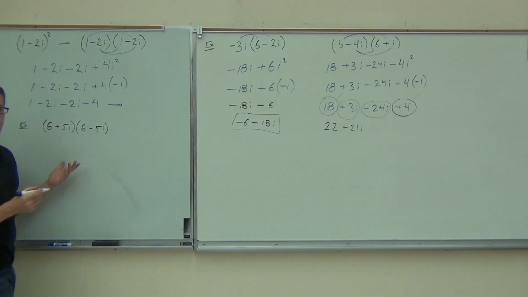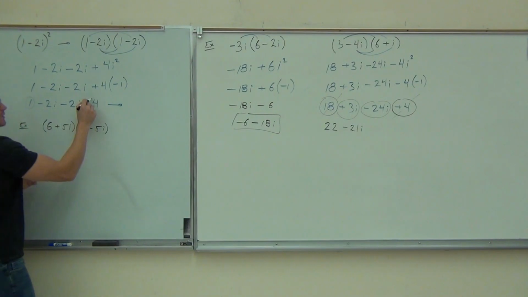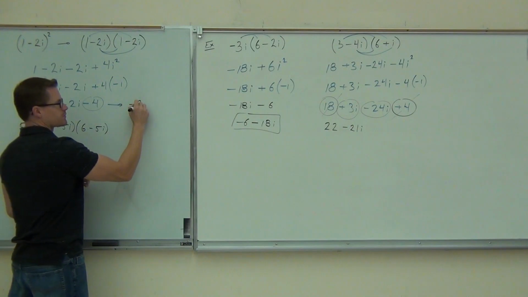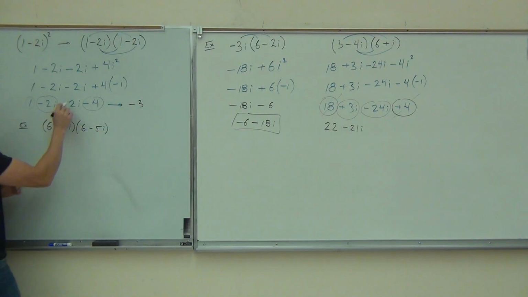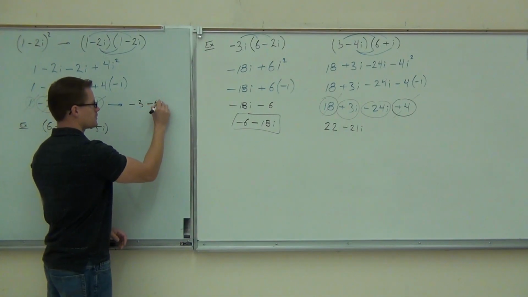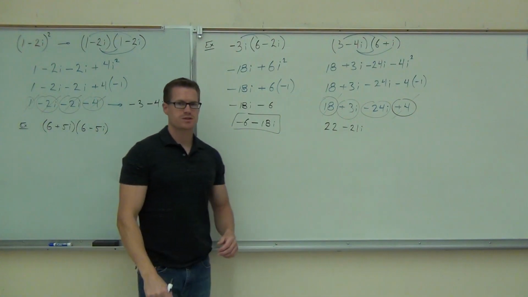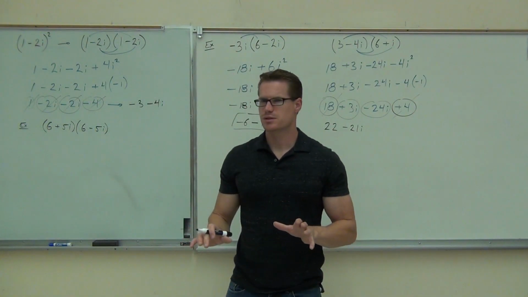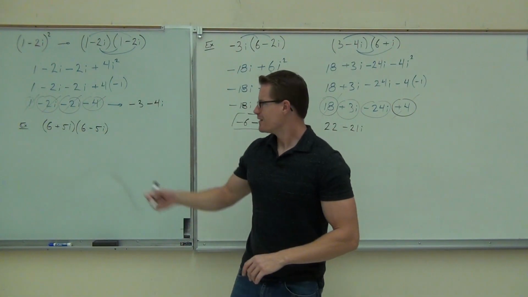Lastly, if we put our like parts together, we've got 1 minus 4, that's making a negative 3. We've got a minus 2i and a minus 2i. How much does that give us? Negative 3 minus 4i. Do you feel okay with doing this so far? All right, let's look at the next problem.